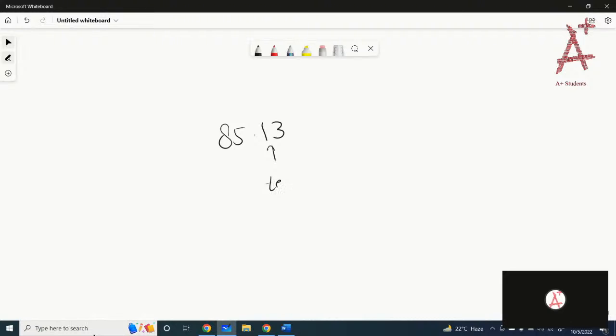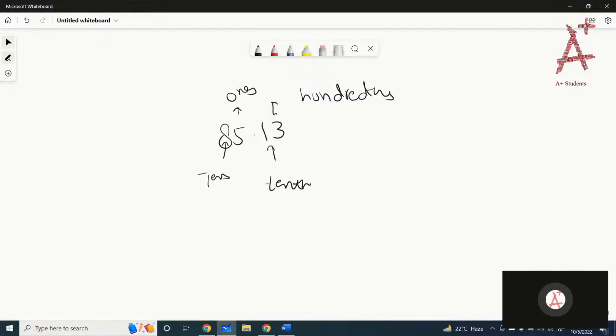1 is at the tenths, 3 is at the hundredths, 5 is at the ones, and 8 is at the tens. So the digit that is at the ones position is 5. Got it? Yes, very good. 5 is at the ones place.